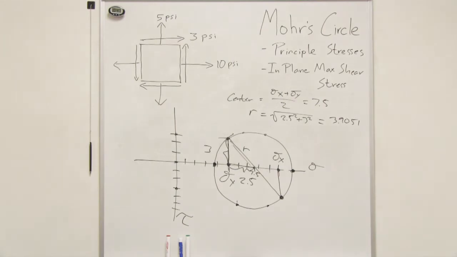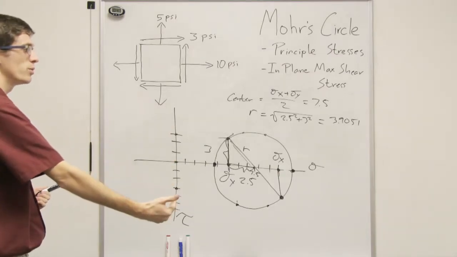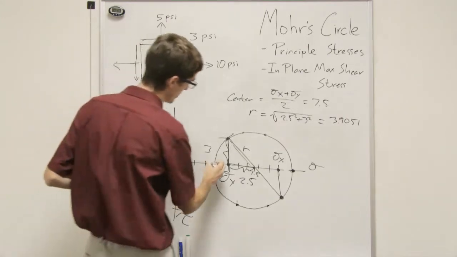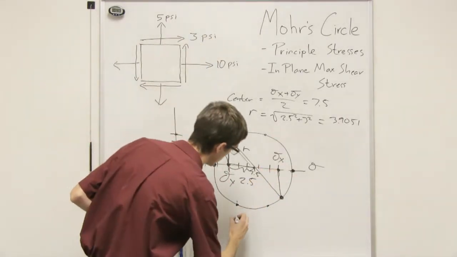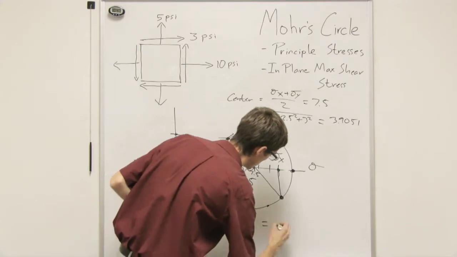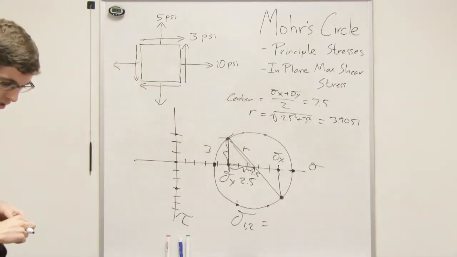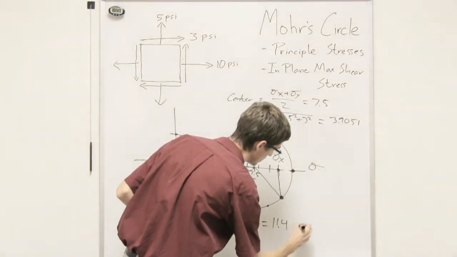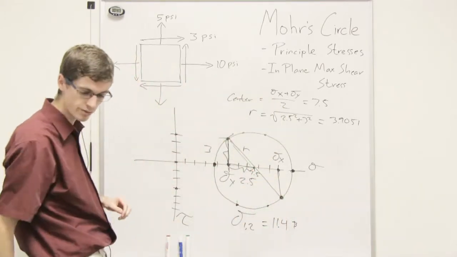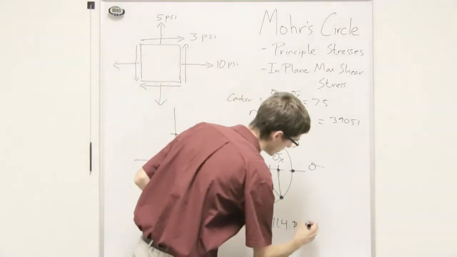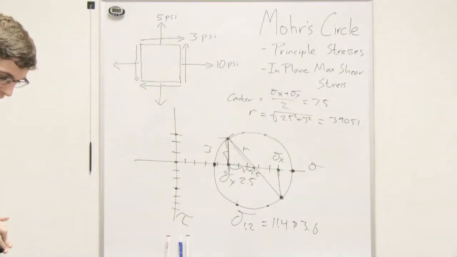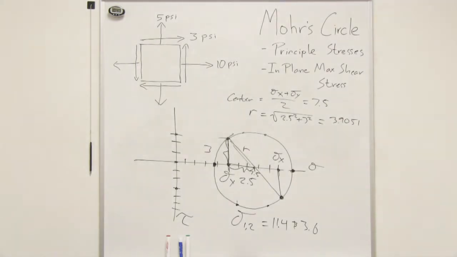3.9051. Okay, we know the radius now. And so now we can find our principal stresses by taking that center point and adding 3.9051 to it, or subtracting that radius from it. That'll put us right there and right there. And so we find out that our principal stresses, sigma 1 and 2, we'll call it, are equal to 11.4 and 3.6. Okay, that makes sense, right?